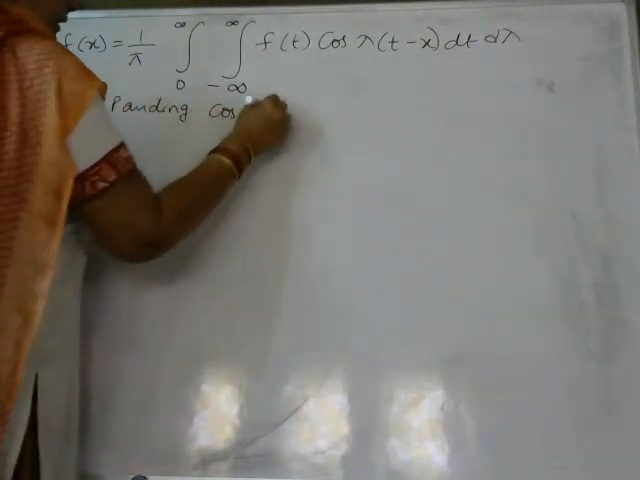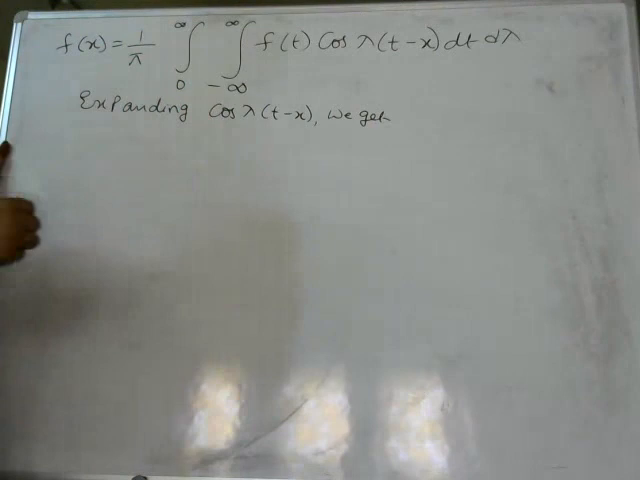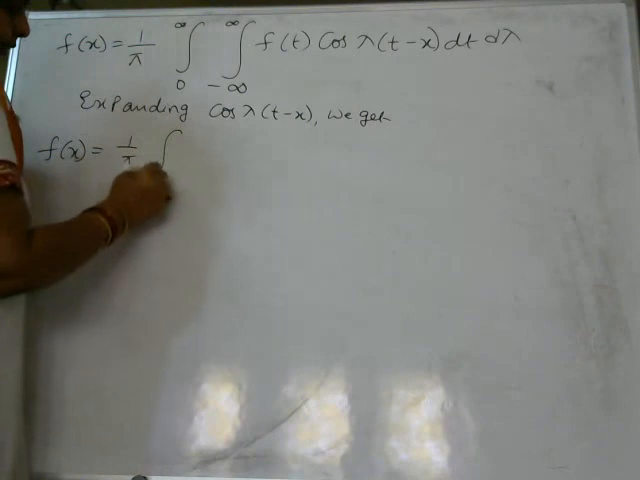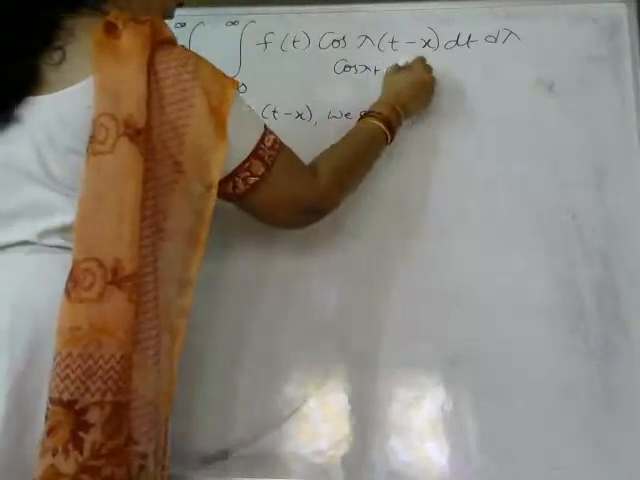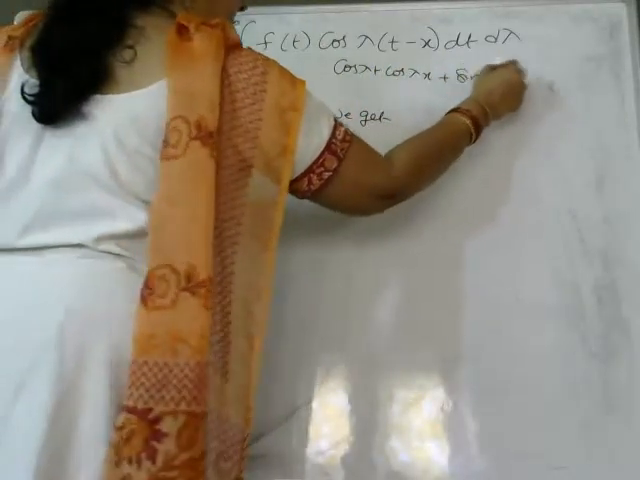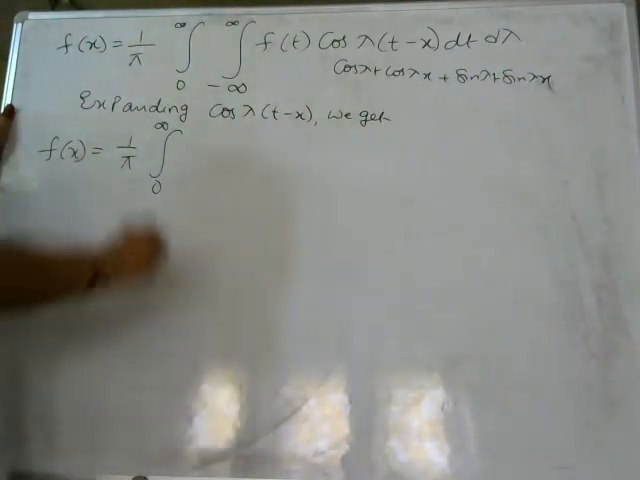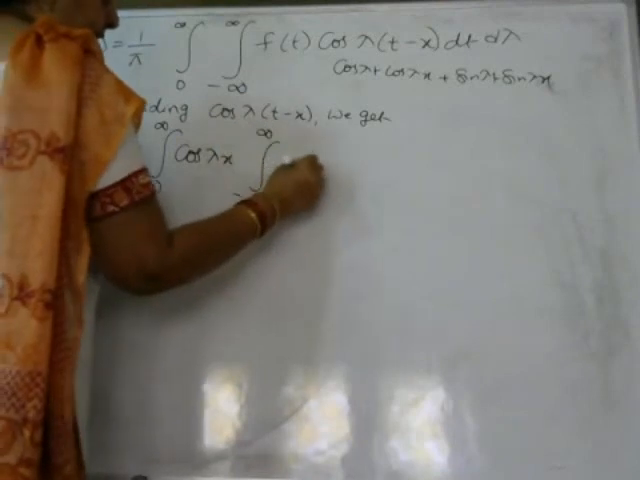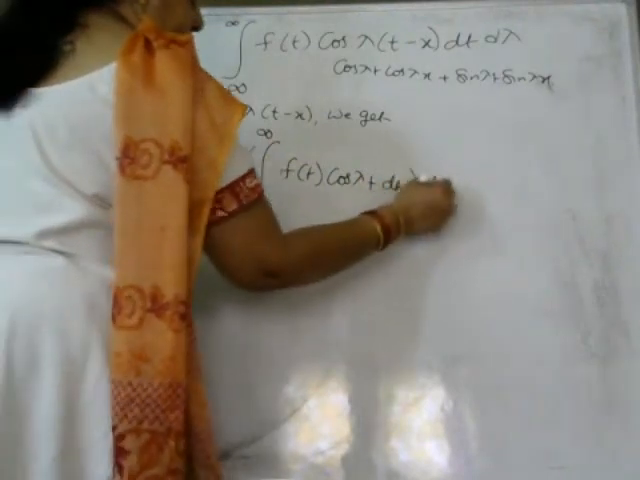Expanding cos lambda(t minus x), what do we get? This is in the form of cos(a minus b). So f of x is equal to 1 by pi integral 0 to infinity, and cos a cos b plus sin a sin b gives cos lambda t cos lambda x plus sin lambda t sin lambda x. Expanding it, we write cos lambda x, and the second integral from minus infinity to infinity of f of t cos lambda t dt d lambda.